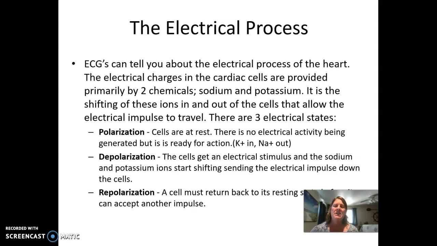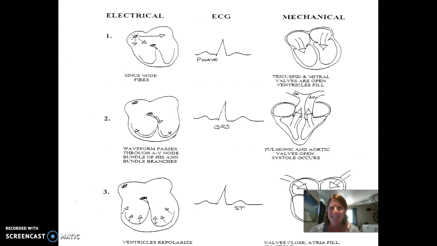Then depolarization happens. That SA node fires, it causes that electrical stimulus, and it starts causing those sodium and potassium ions to start shifting, sending the electrical impulse down the cells. So that's going to actually get that message to travel through the heart. And then repolarization is when the cell has to get back to its resting state before it can accept another impulse and do the whole process over again.